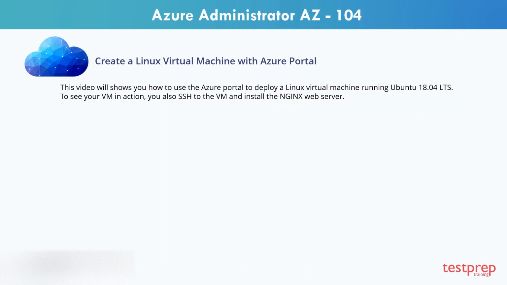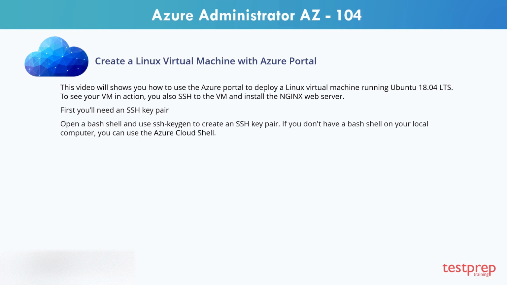Let's now use the Azure portal to deploy a Linux virtual machine, running Ubuntu 18.04 LTS. To see your VM in action, you also SSH to the VM and install the NGINX web server. First you'll need an SSH key pair. Open a bash shell, and use ssh-keygen to create an SSH key pair. If you don't have a bash shell on your local computer, you can use the Azure Cloud Shell.